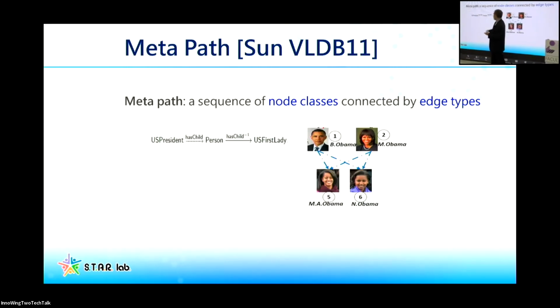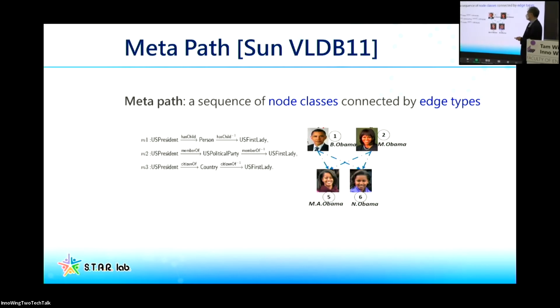US president is a type of node. Person is of course another kind of node. Has child means that they have a relationship, in which the US president has a child with person. And has child -1 means that the direction of the edge is reversed. So we can say that the US president can reach the US First Lady by going through this meta path.